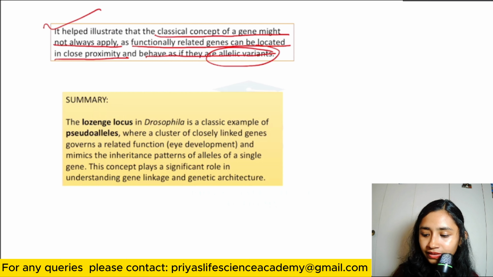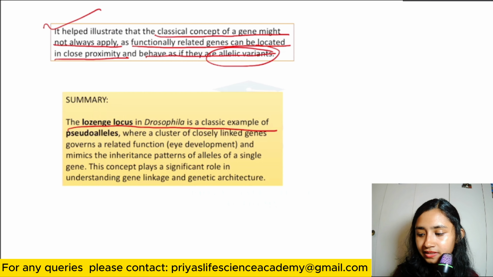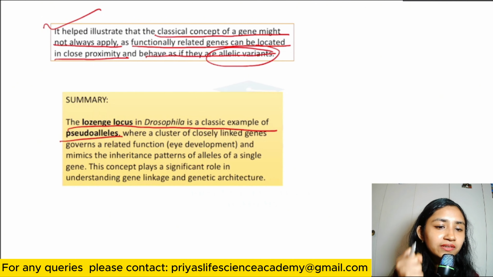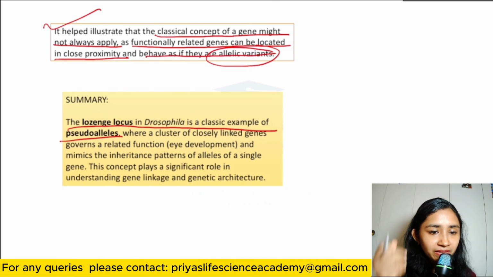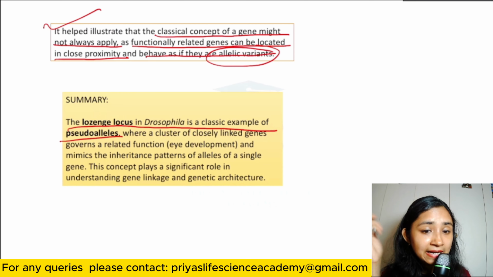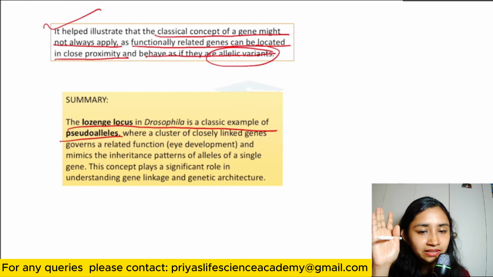So the summary: the lozenge locus in Drosophila is a classic example of pseudoallele, where a cluster of closely related genes governs a related function, that's eye development, and mimics the inheritance patterns of alleles in a single gene. They mimic that they are a single gene. They are a variety of different alleles, but they are completely different genes.